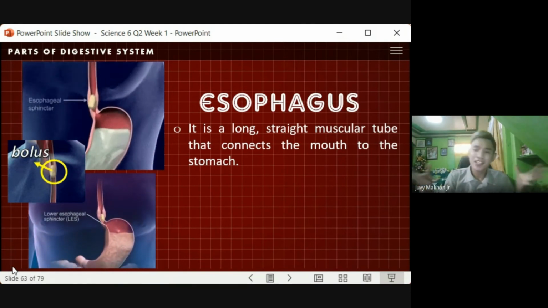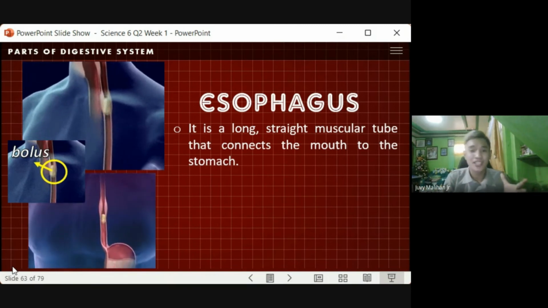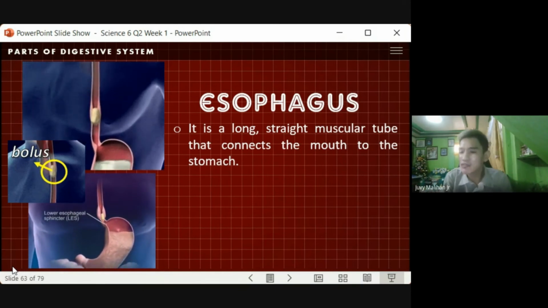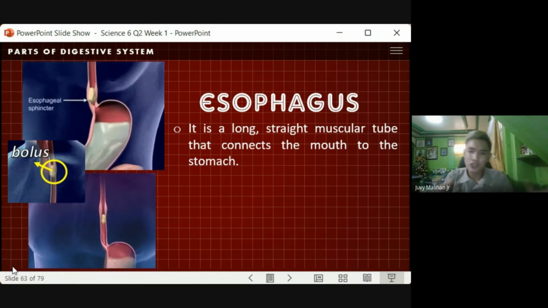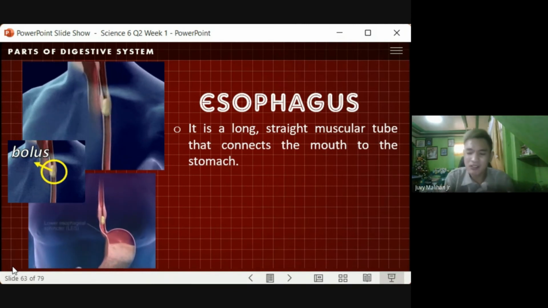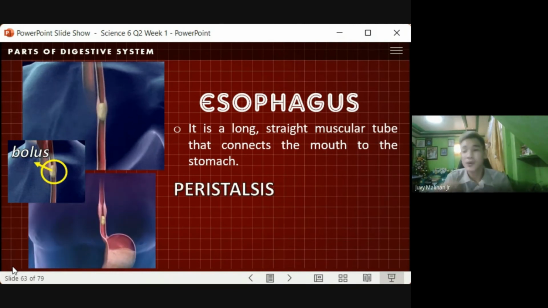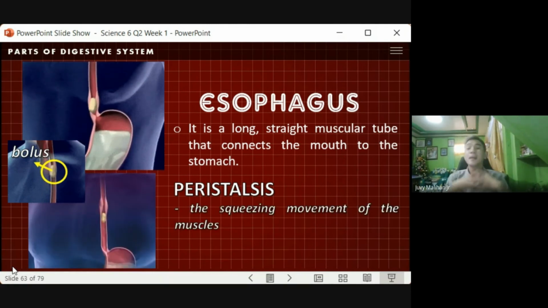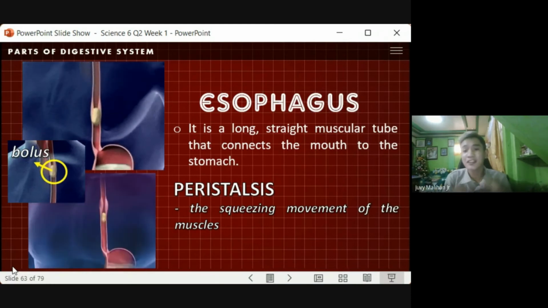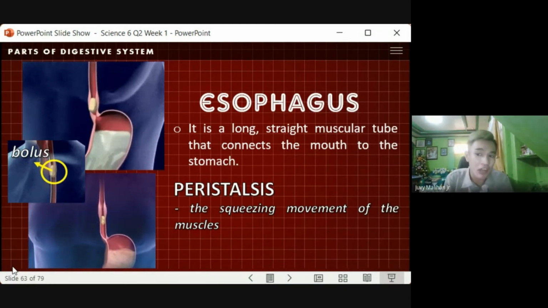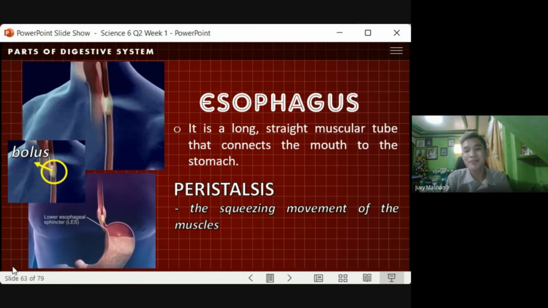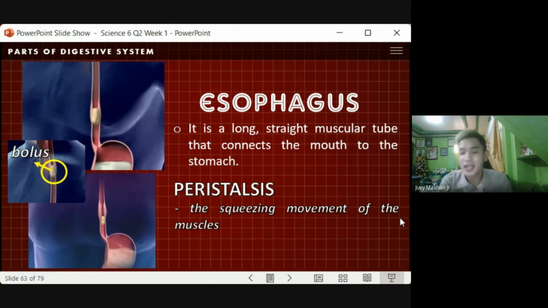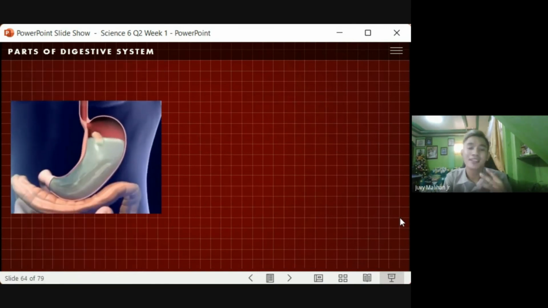Now, the esophagus squeezes and pushes the food down to the stomach through the contraction and relaxation movements of the muscle. This squeezing movement of the muscles is called peristalsis. Again, class, in short, peristalsis is the squeezing movement through the contraction and relaxation of the muscles. After the bolus travels through the esophagus, it enters the stomach.